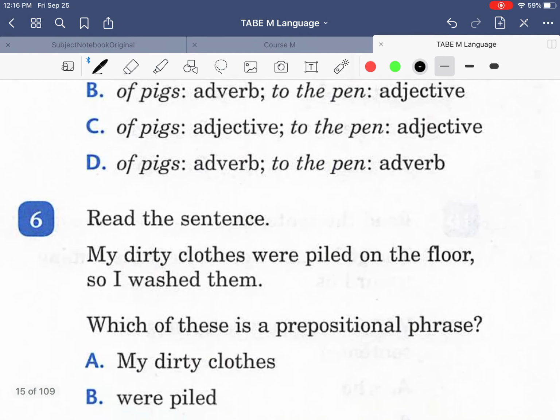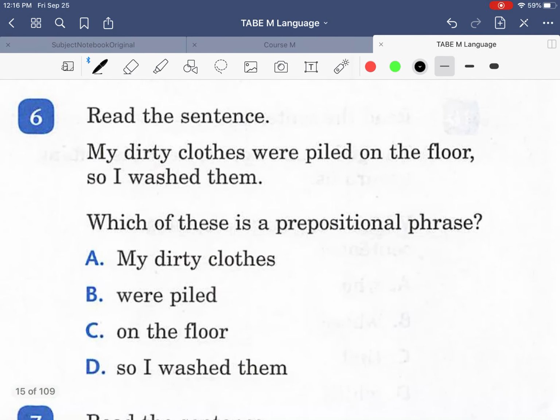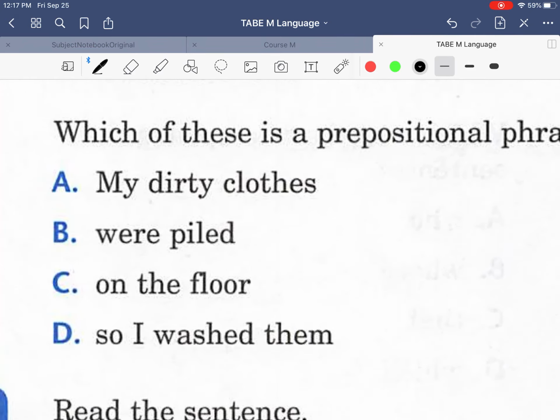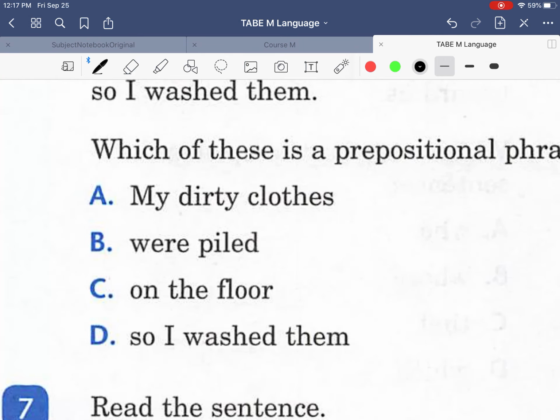Number 6. Read the sentence. My dirty clothes were piled on the floor, so I washed them. Which of these is a prepositional phrase? Easier way is to say, where can the mouse go? But let's break them down, because I don't want you to tell your college professors that that's where the mouse can go. He or she may not understand that, but it's okay for you to think it.